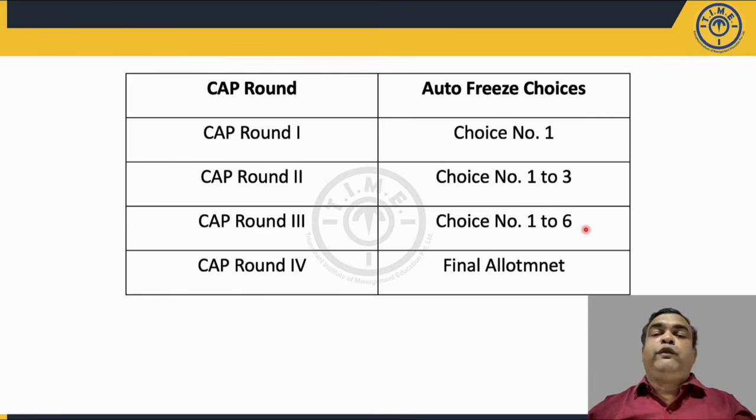So you have to fill those options carefully. In CAP round 1, I have to be very careful about what my choice number 1 is. In CAP round 2, I have to worry about choices 1, 2, 3, and fill them carefully. In CAP round 3, I have to bother about choices 1 to 6. CAP round 4 is the final round. Whatever college is allotted, either you take the admission or don't. That's it. There are no further rounds. Okay, let's go ahead.